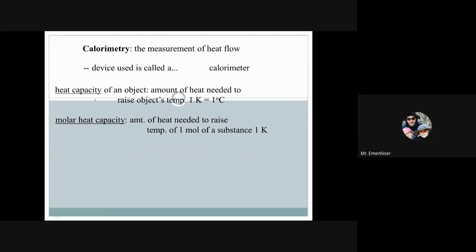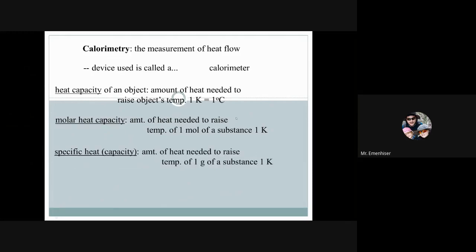Now, heat capacity can be in many different units. It could be used in Kelvin. It could be used in Celsius, and we use both of them. So it's the heat needed to raise 1 gram of an object 1 Kelvin or 1 degree Celsius, either one. And then molar heat capacity is the amount of heat needed to raise the temperature of 1 mole of substance by 1 Kelvin.